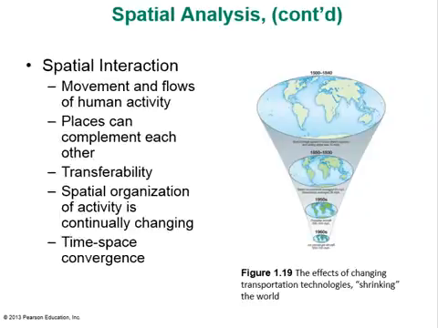So spatial analysis, we also are talking about spatial interaction. So the movement and flows of human activity, how places can complement each other. So complementary places means we're talking about a variation in physical environments and resources, as well as variations in world economies. So as an example, Kalispell or any northern town is not going to be able to grow nice produce outside in the winter. Whereas the southern part of the United States can do that. We, however, have access to lumber and timber that other places don't. So that would be a complementary relationship.